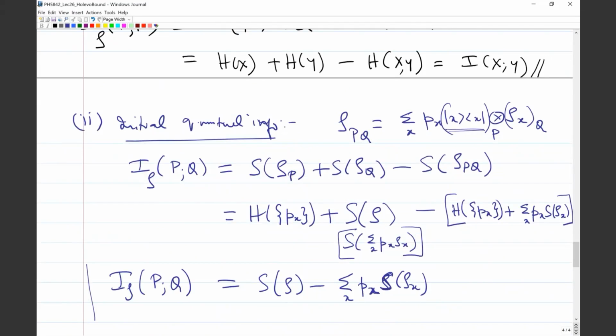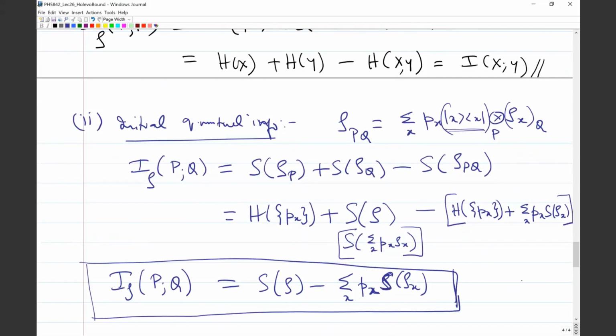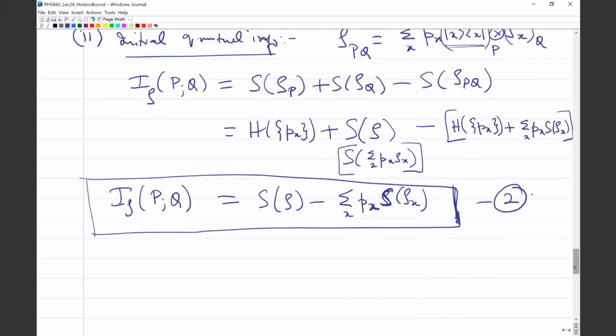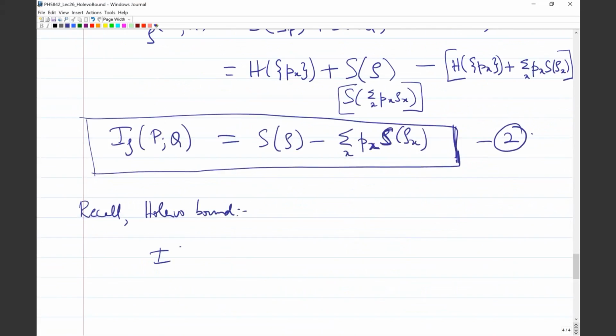So this is what we have shown. I think I called the first equation 1 and the second equation 2. So if you now recall what the Holevo bound looks like, it says that this classical mutual information between X and Y, maximized over all of these POVMs, is less than or equal to this.